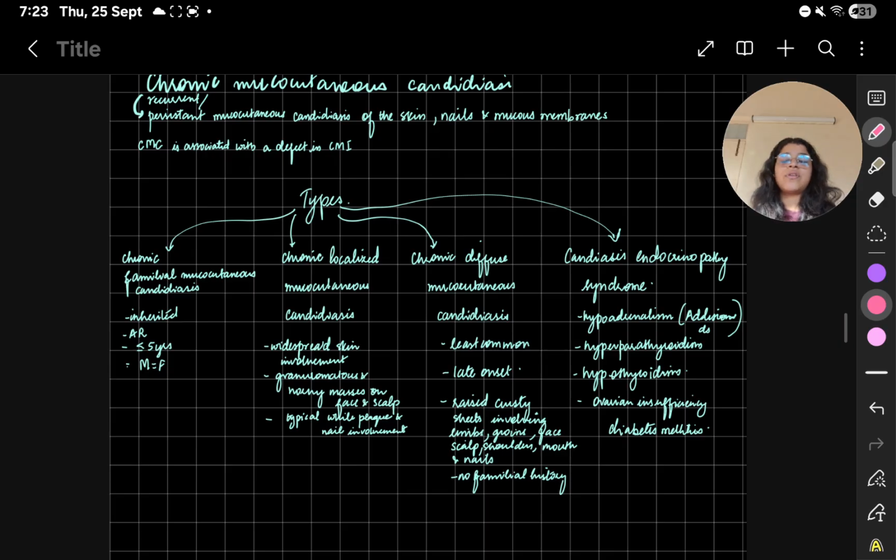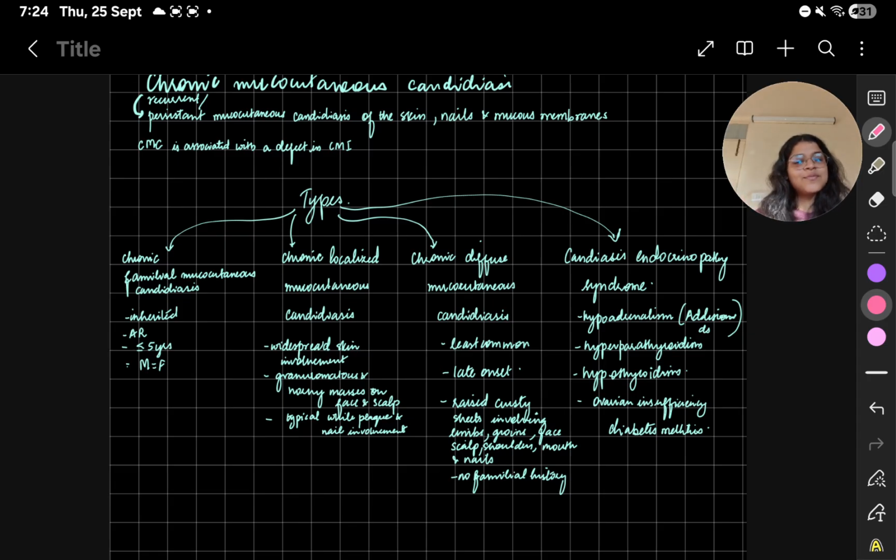So these are the 4 types, if you remember: chronic familial, which is autosomal recessive and inherited; then chronic localized mucocutaneous candidiasis, in which you have widespread skin involvement; and chronic diffuse, which is the least common. The most common is the chronic localized, right?